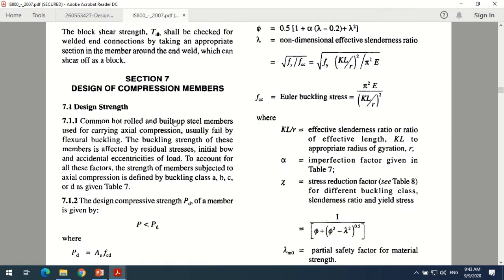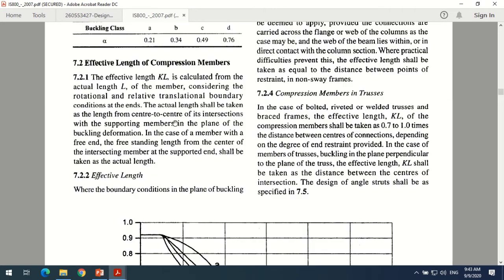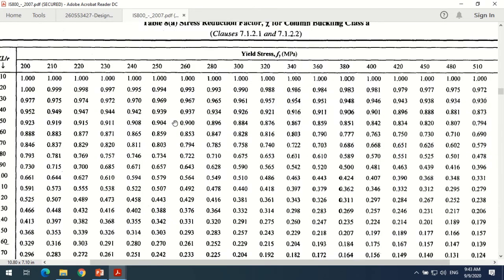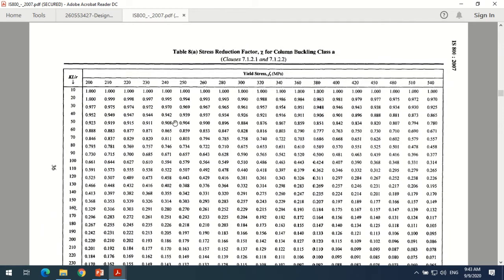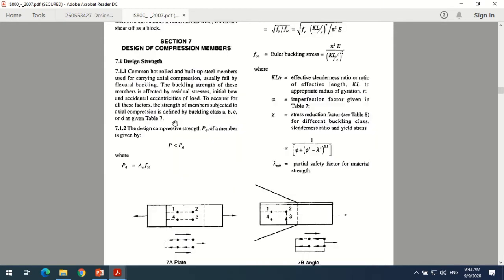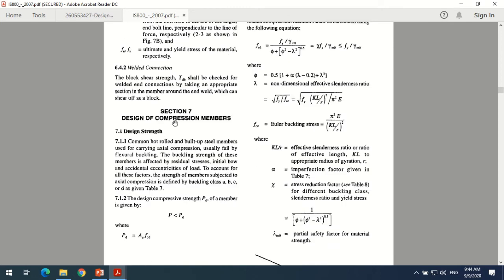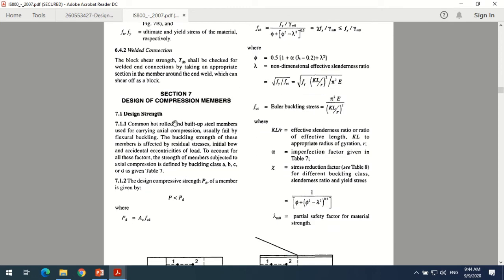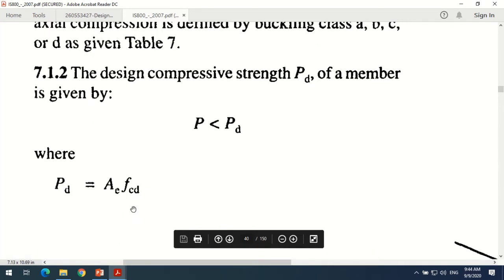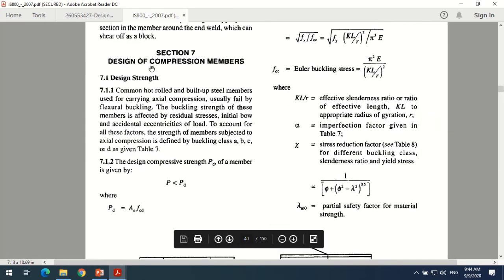Along with this tension member, the other type of member we come across in practice is the compression member. In case it is a double angle section, the design will be of an eccentric connection. Here the design strength is expressed as A into FCD. So for section 7, you need to follow the guidelines in section 7 of IS 800 2007.